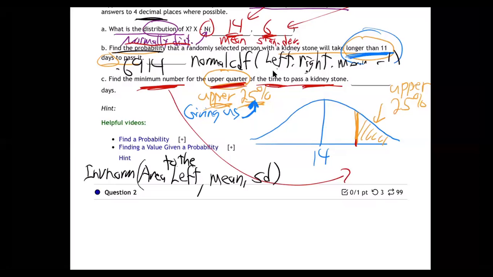So what are we talking about? Well, we're trying to find this spot right here, right? This is what we're trying to find. How many days to pass your kidney stone? It's got to be more than 14, right? If you're 14, you're average. We're talking about the top 25%, something none of us wants to be in, the top 25% of how long our kidney stones last. But what number of days would it require to put you in the top 25%? Well, your calculator will tell you, go to inverse norm, but you've got to start with area to the left. So how much is this area?